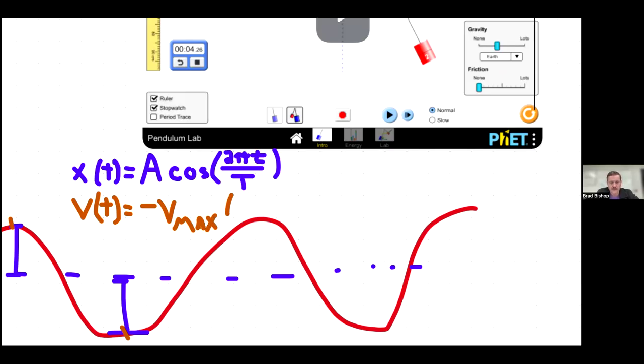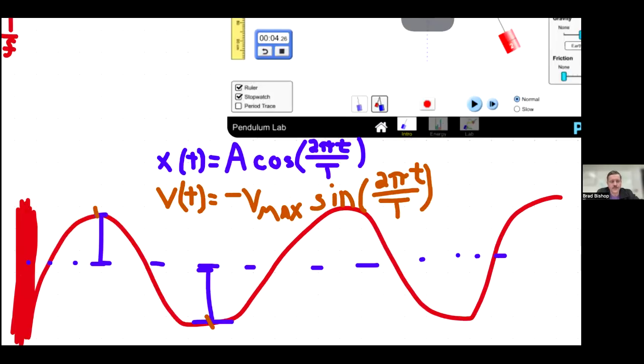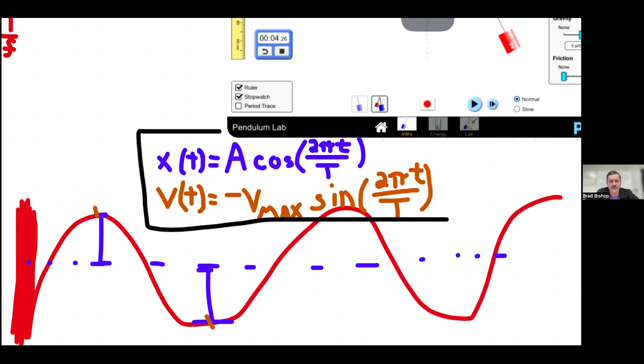times not cosine, but sine of, and then the same thing, 2 pi, and I'm writing with my mouse, so bear with me here, times the time at some period, divided by the actual period of motion. So both these formulas here, you won't see them too often, but in case you do, they are relating position and velocity to these graphs, right?